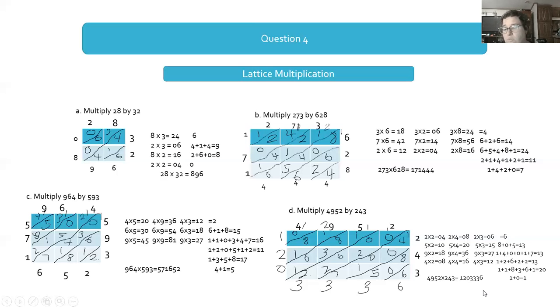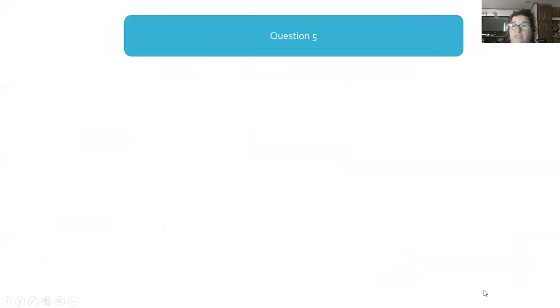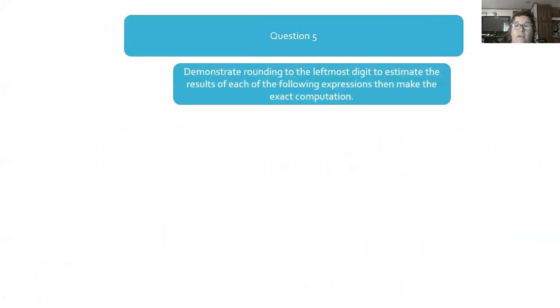Here's all the multiplication. Okay, this is question 5. It says, this is always fun when we do this. Okay, move me again. Okay. Demonstrate rounding to the leftmost digit to estimate the results of each of the following expressions. Then make the exact computation.